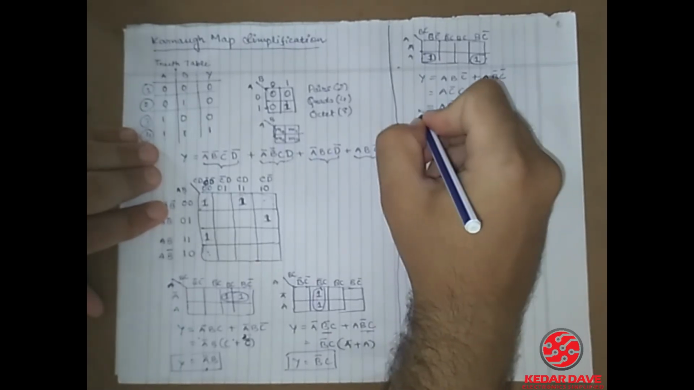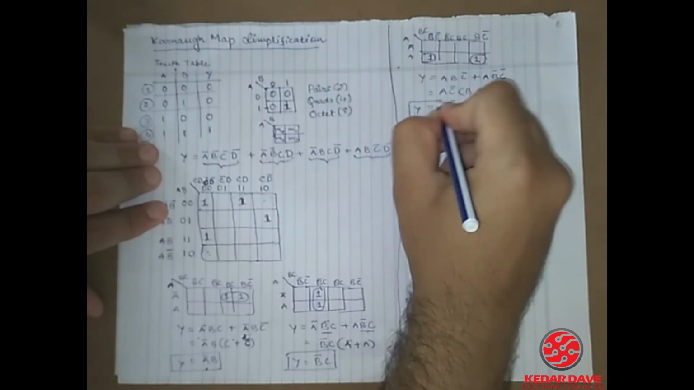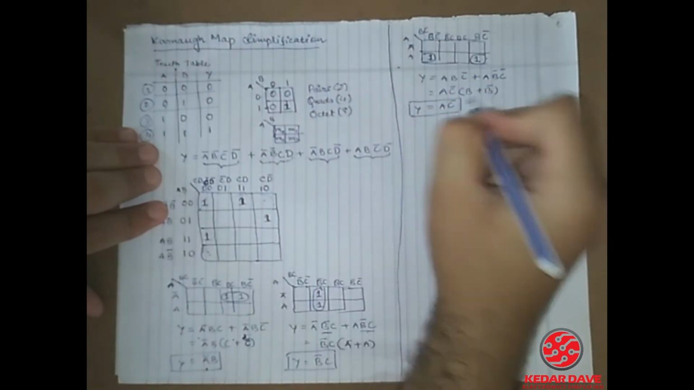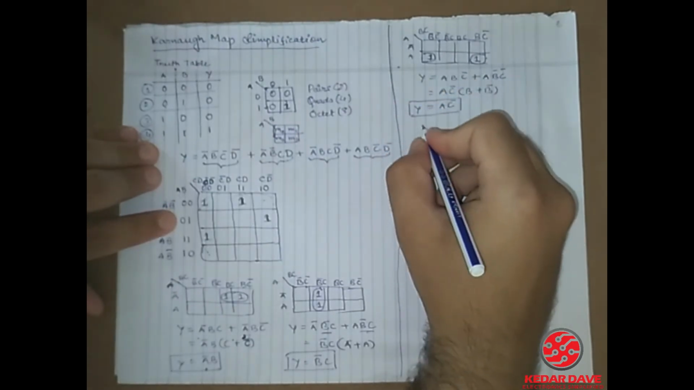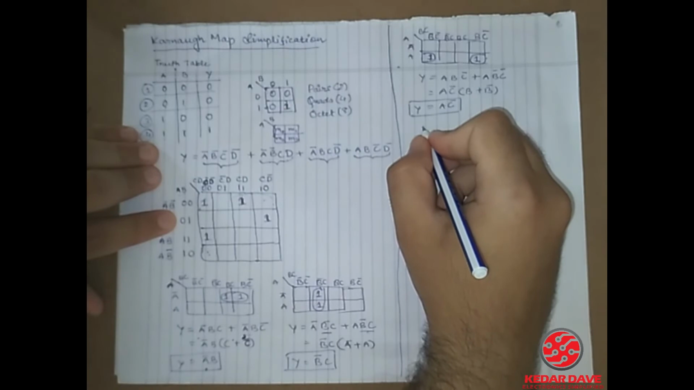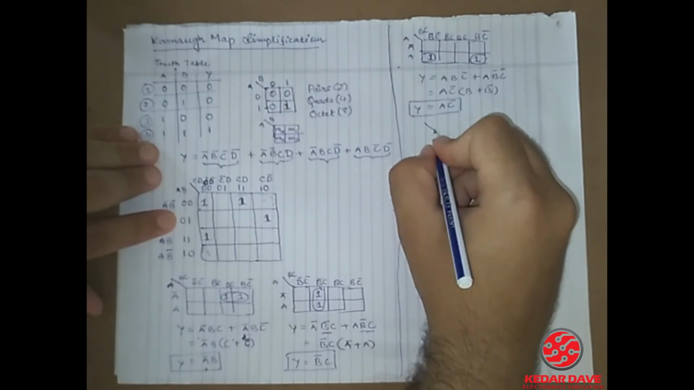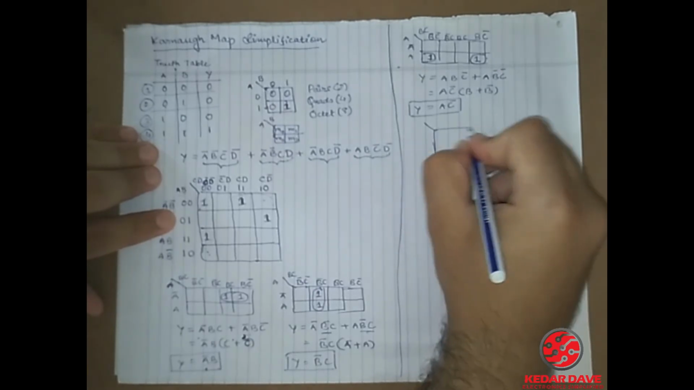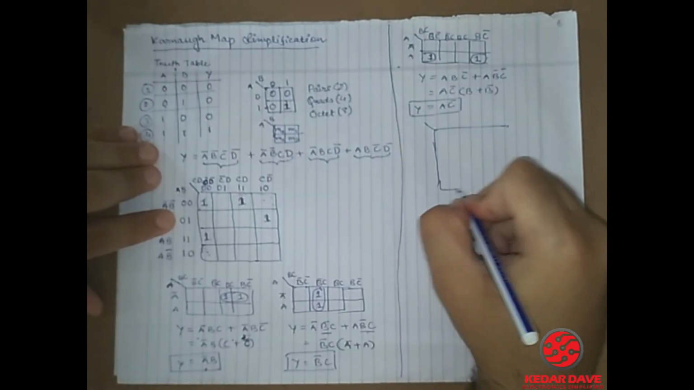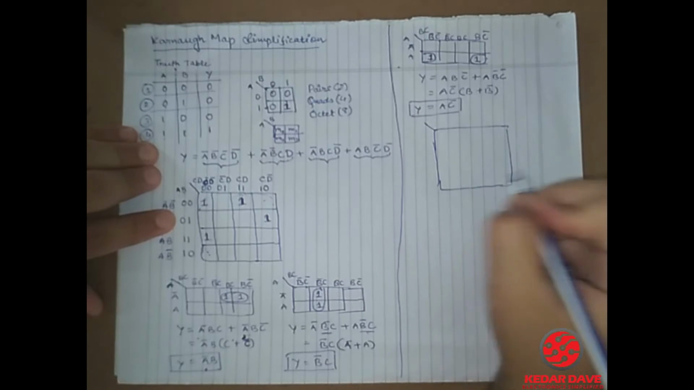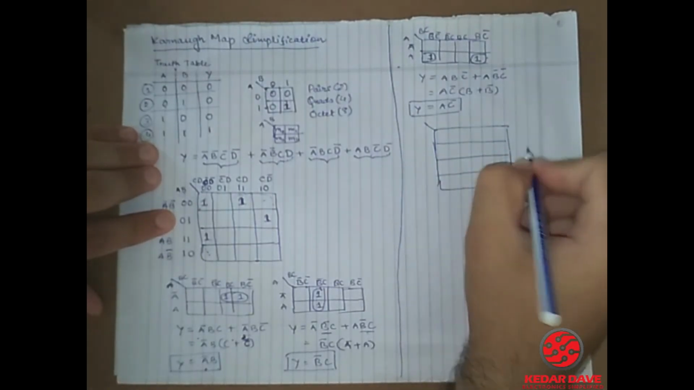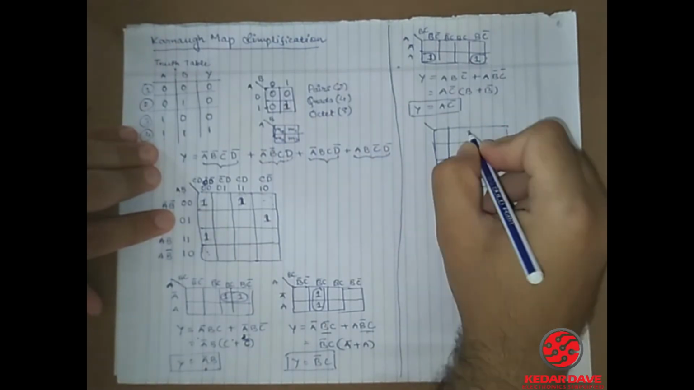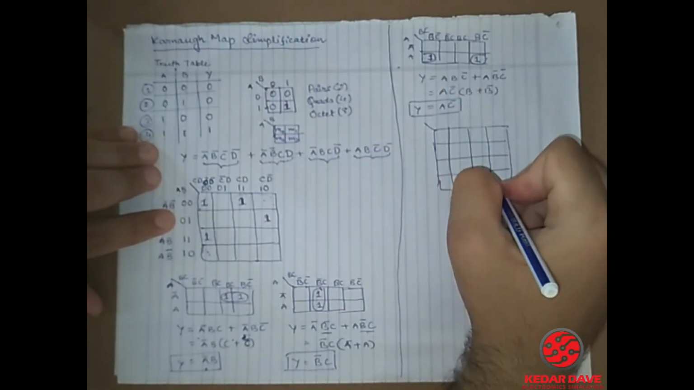So the output equation will be y equals a c bar. So this way it can be represented. One more simplification for the 4 variable Karnaugh map. Let's understand that we are taking 2 cases in this particular thing. So understood it well, what I want to say to you people, and how it can be simplified.